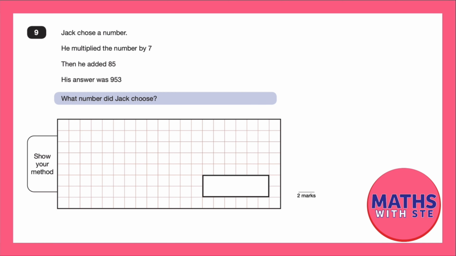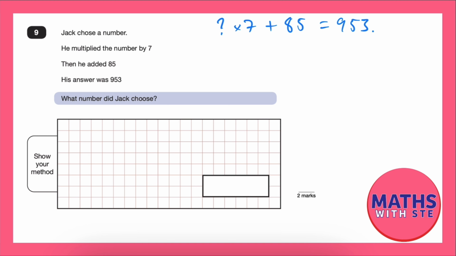Question 9, right, okay, pause the video there, and then we'll go through the answer. Okay, Jack chose a number. He multiplied the number by 7. Then he added 85. His answer was 953. What number did Jack choose? Now, if I do that, let's think about this. I have a question mark, and then I times it by 7. And then I add 85, and that equals 953.